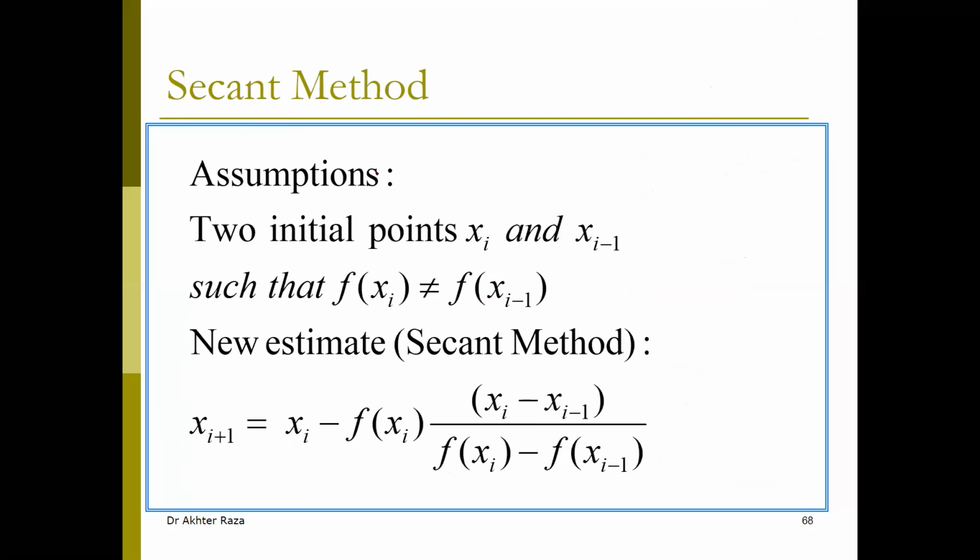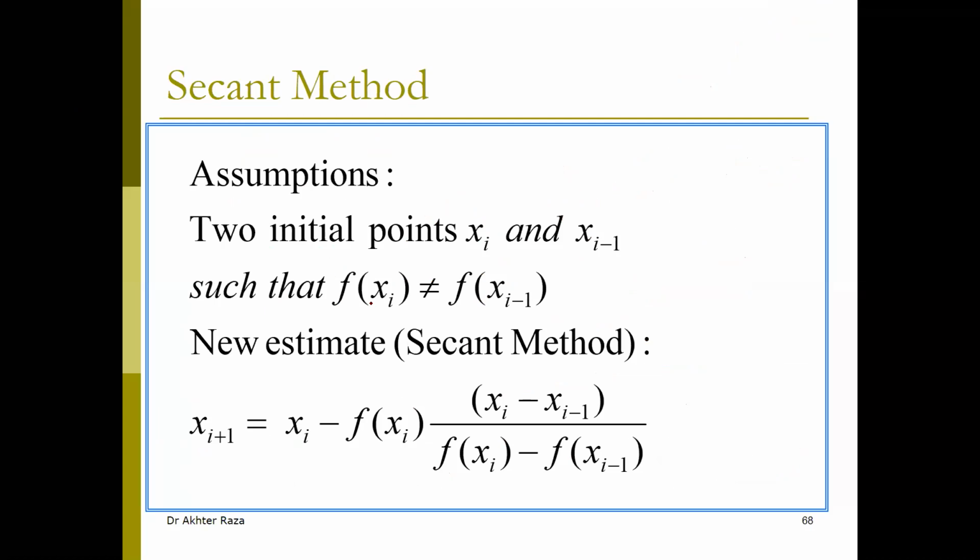Now this slide comprises the entire procedure of the secant method. What are the assumptions of the secant method? Two initial guesses are required. One is xi and the other is xi minus 1. These are the two initial guesses. Suppose I say that this is x0, this is x1.